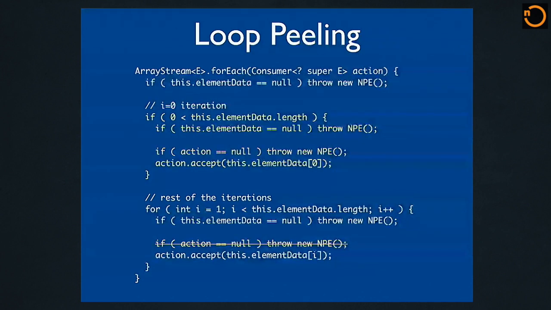So we say if i is less than 0, i equals 0, so if 0 is less than the element data length, then we go and do the first iteration. On that iteration, well, we still have to check element data. We still have to check action is null. But after that, for the remaining 1 to however many n iterations, we've checked action. If it was null, nobody changes it. We've already thrown a null pointer exception. If it's not null, it has to be not null. It's a local variable. It stays that way. We can get rid of that check.